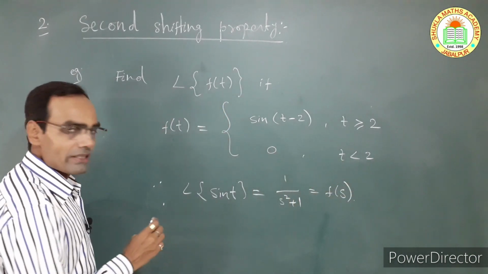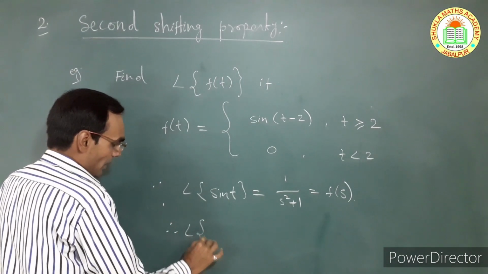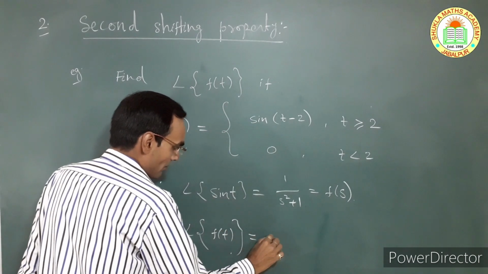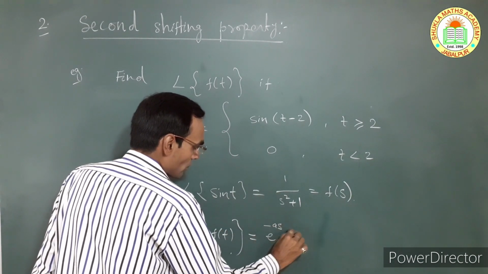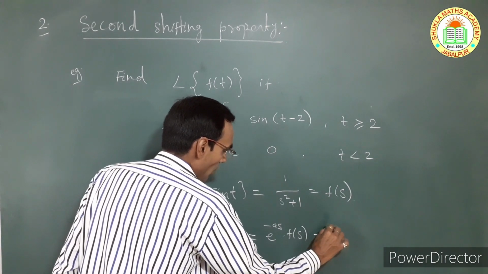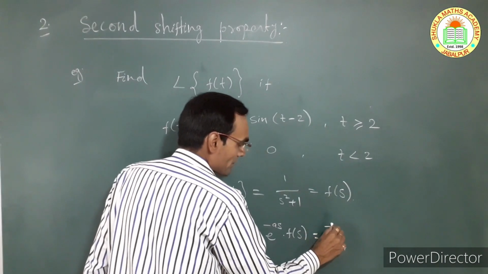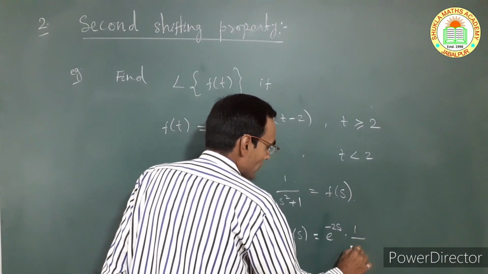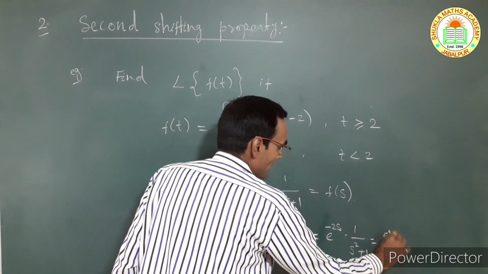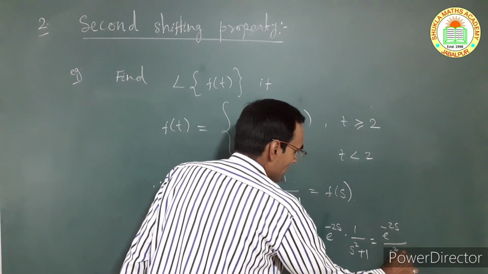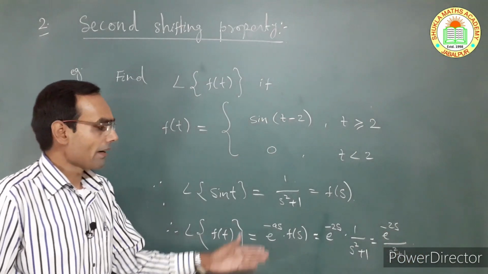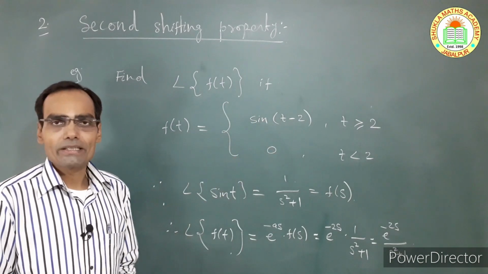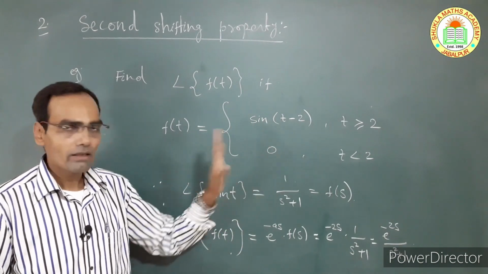Now by the second shifting property, the Laplace transform of this f(t) becomes e raised to minus as into F(s), right? So e raised to minus a, our a is 2, so it is 2 into s as it is, and F(s) is 1 upon s square plus 1. So we get e raised to minus 2s upon s square plus 1. That is our required Laplace transform of the given function sin(t minus 2) when t is greater than or equal to 2, and it is 0 otherwise.